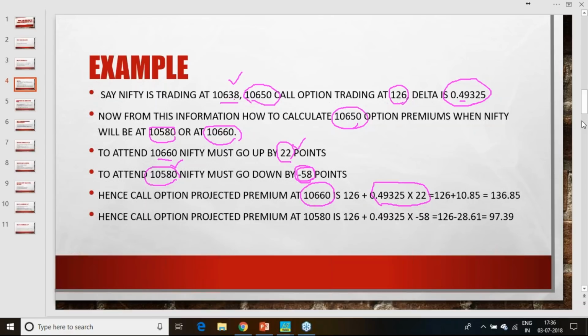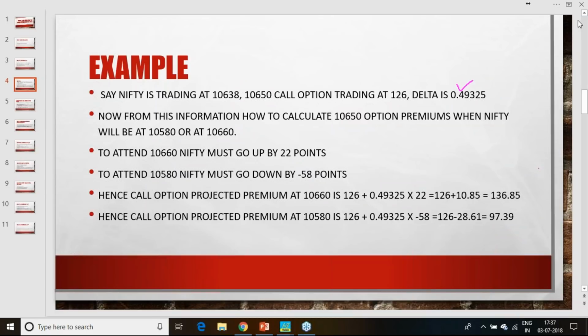downside, if it is falling to 10,580, then 58 points it has to fall. So the same delta I am multiplying with minus 58 points it has to fall. So it is getting 28.68. So the projected price will be 97.35. So you have understood till this point how to project the option premium using delta. This is what I explained.